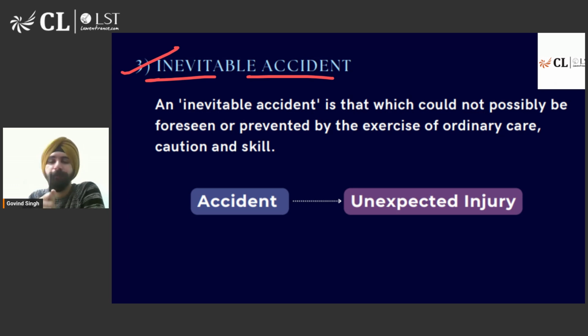That was an accident you could have prevented. If, let's say, your brakes are not functioning properly and you are aware of that, then again it would not be an inevitable accident because you did not exercise ordinary care or caution. So you need to be very careful about the facts in these type of cases.